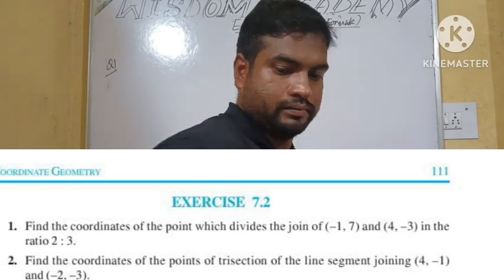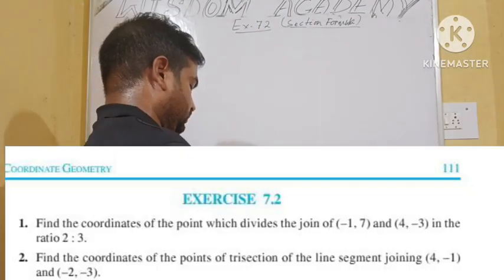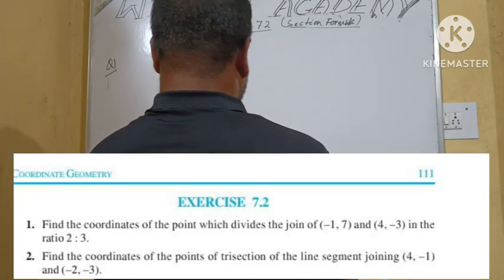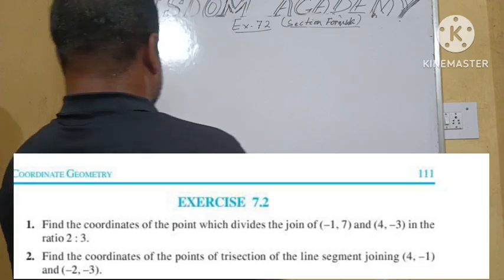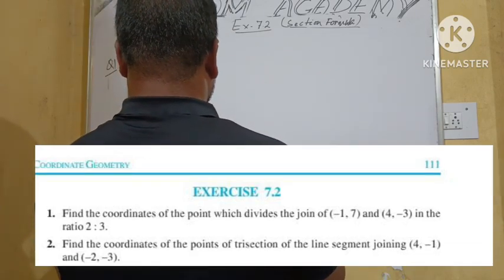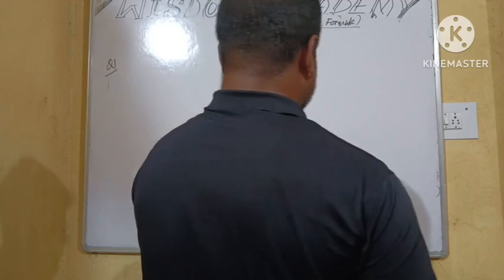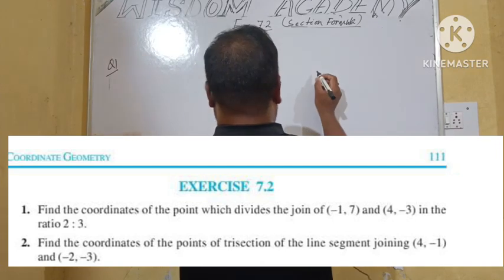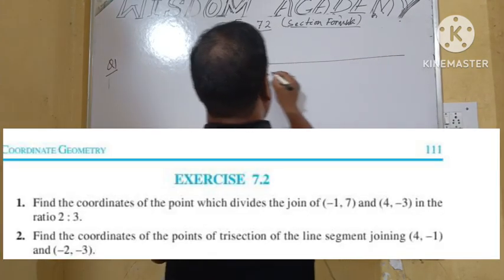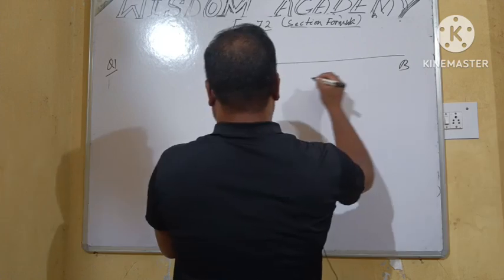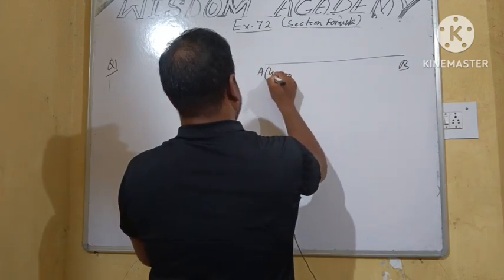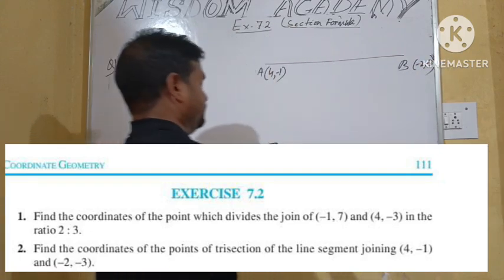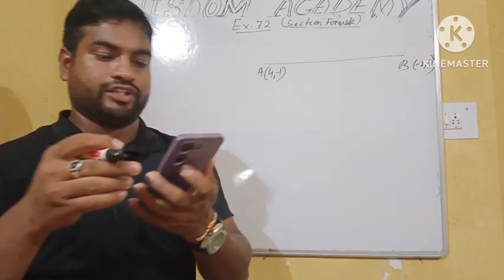Next question. Question number 2. Find the coordinates of the points of trisection of the line segment joining (4, -1) and (-2, -3).